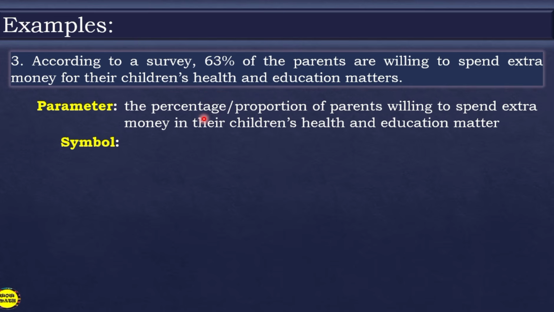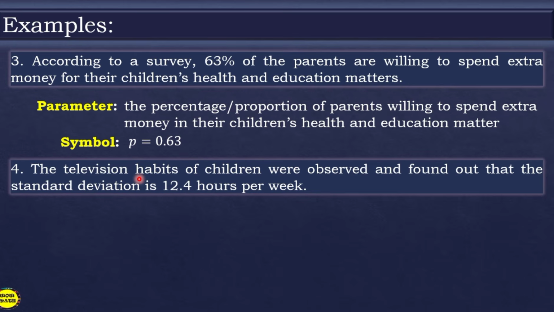So, since proportion yan, ang gagamitin nating symbol as yung letter P. Okay? Yung P. Okay? And then, convert natin ito into decimal. So, P is equal to 0.63. Next. Okay, by the way, this is for population proportion. No? Yung symbol na to, population proportion ang symbol na yan.